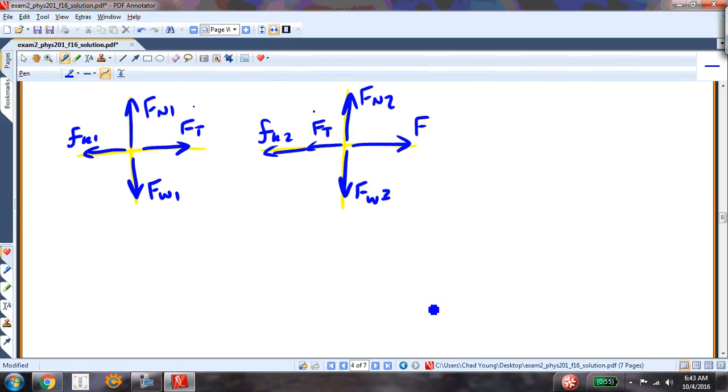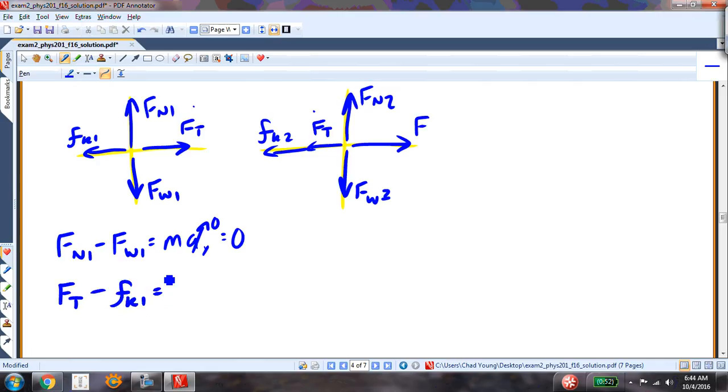Now I can write my Newton's laws. I can say the sum of the forces in the y, that's Fn1 minus Fw1, that's equal to m ay, but ay is equal to 0, so that's equal to 0. And then Ft minus Fk1 is equal to the mass times the acceleration in the x direction. So this is the sum of the forces in the x, and this is the sum of the forces in the y, the vector sum.